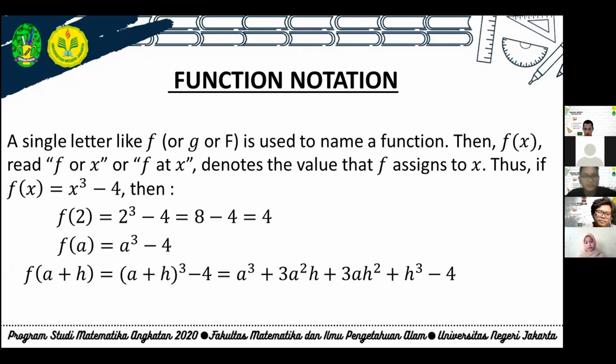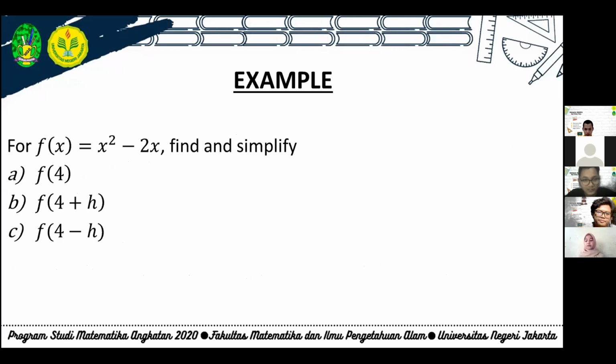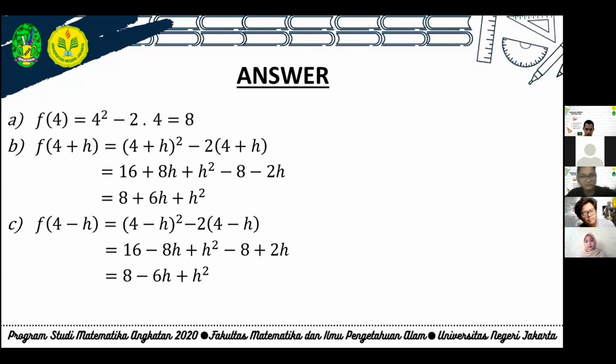Okay. The next is an example of notation. For the function f(x) equals x cubed subtracted by 2x, find and simplify: a, f(4); b, f(4 plus h); and c, f(4 minus h). Okay, you can see the answer.